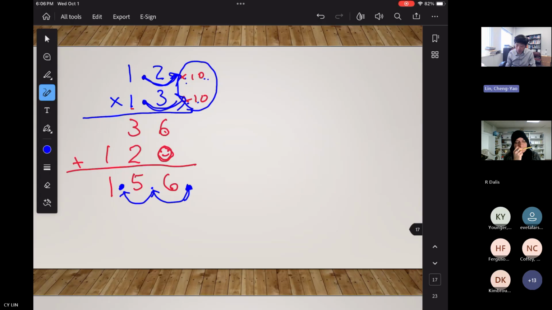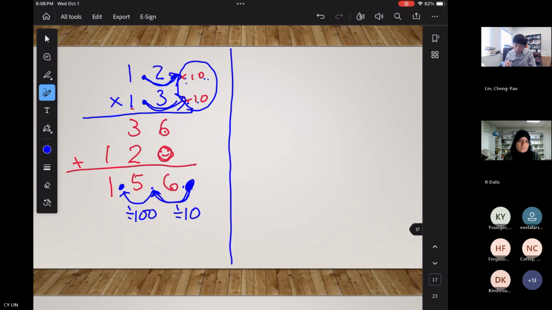So now we have to count back. Counting back means that when the decimal point moves over here, we divide it by 10 right here. And then we divide it by 100 there. But let me give you another way to explain this. Before children learn decimals, do they know the fraction already? Yes or no?